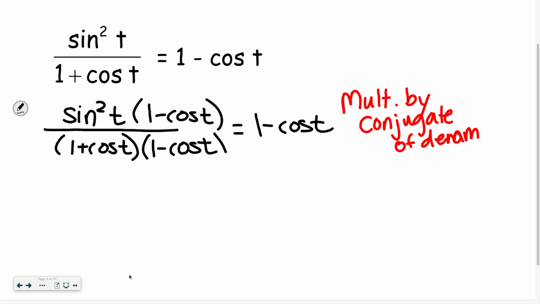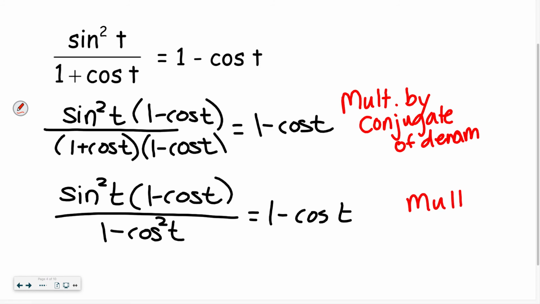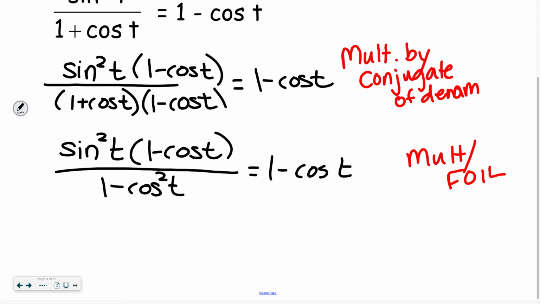And then positive cosine times negative cosine is negative cosine squared. So I have sine squared t times 1 minus cosine t all over 1 minus cosine squared t equals 1 minus cosine t. And my reasoning right there would have been like either I multiplied, or some people might call it FOILing. If you would need to do that like off in the margin of your paper, you could. But that is essentially the beauty of a conjugate.